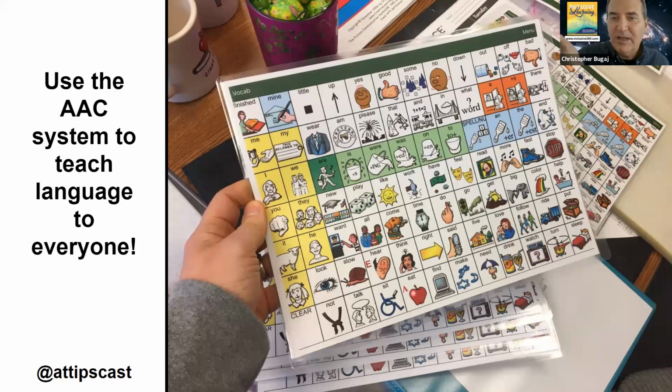What if we used an AAC system in every classroom as a way to support early reading, right? Early literacy strategies. What if we used AAC to help people with, again, literacy is the big key there. If we used it as a form of teaching for everybody. What if we use descriptive teaching as a strategy for everybody?